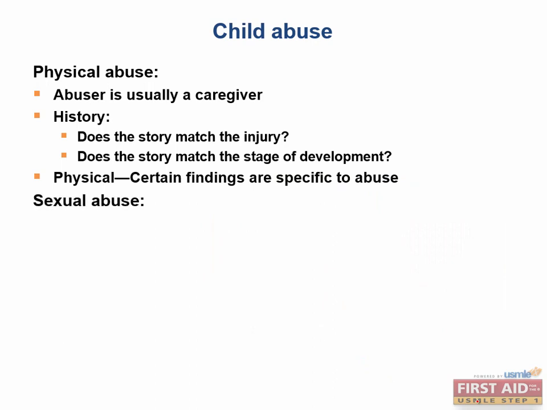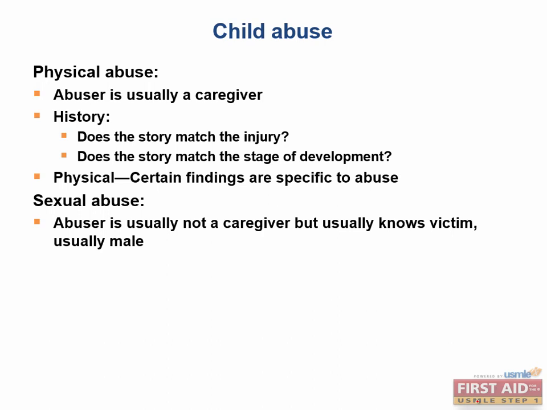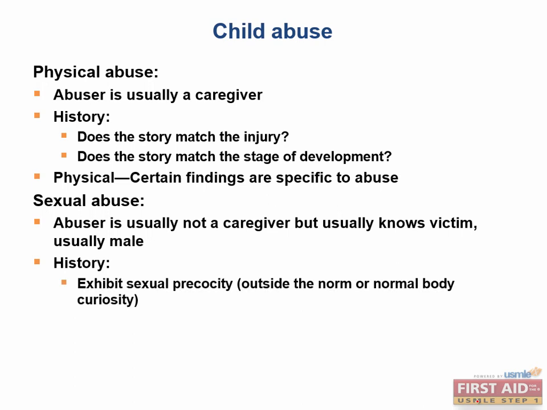Sexual abuse, unlike physical abuse, isn't usually committed by the caregivers, which I guess gives me just a little bit more faith in humanity. But like adult rape, the abuser is usually someone the child knows, and is usually male. You should suspect sexual abuse if the child exhibits what is known as sexual precocity. What counts as being sexually precocious?